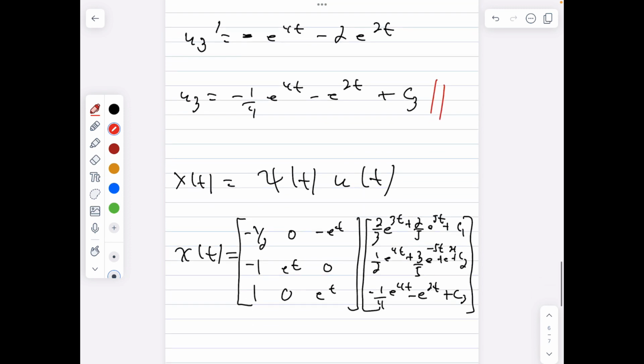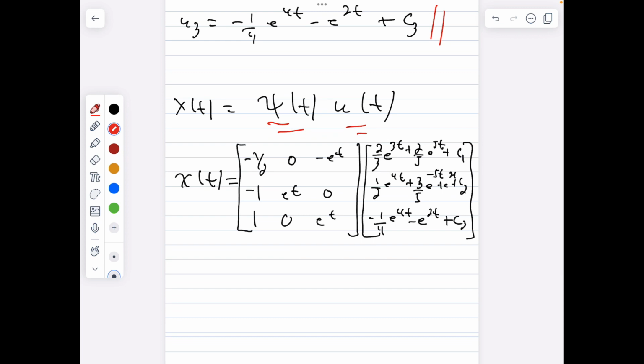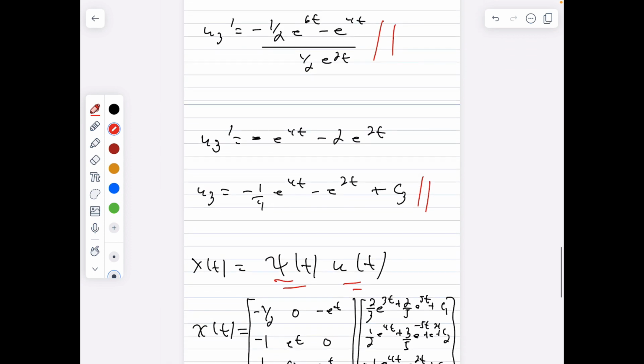And your final solution is phi of t times u of t. And if you want to multiply this out, and obviously you're more than welcome to do this, it works out somewhat nicely here. Okay, so that's how you deal with a 3x3 system.